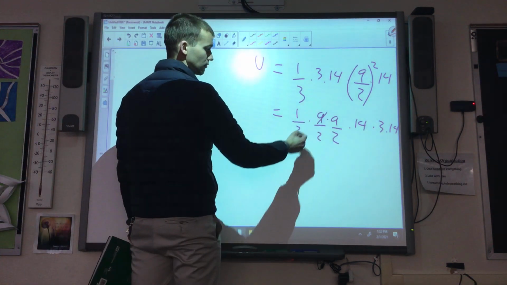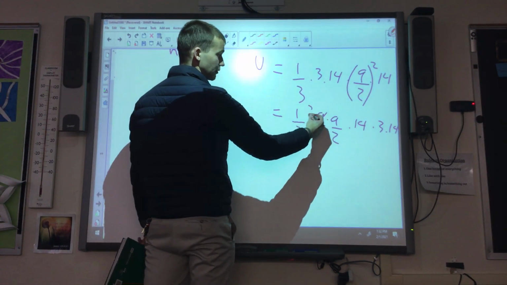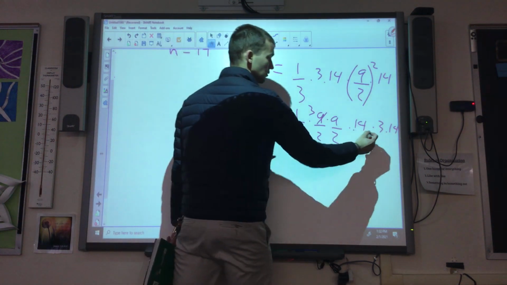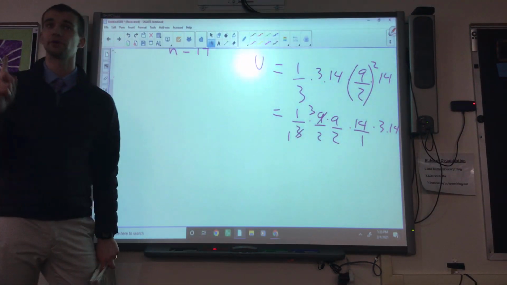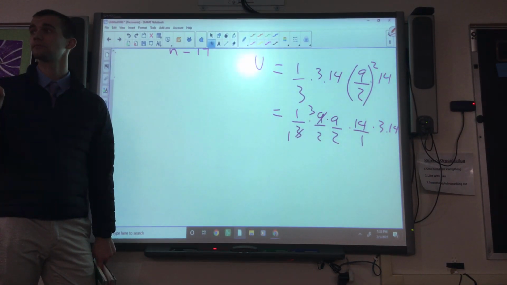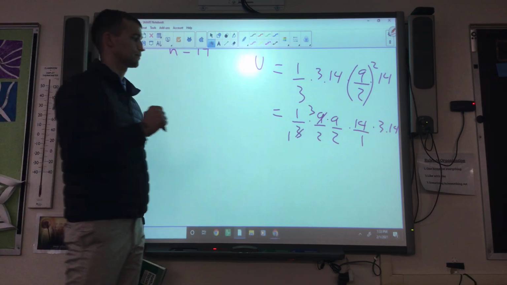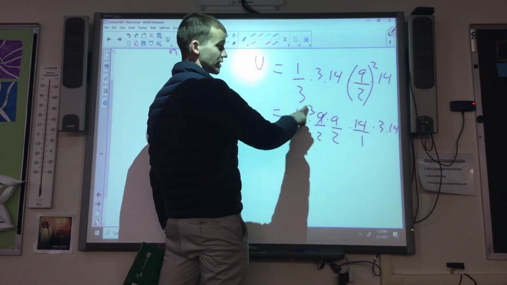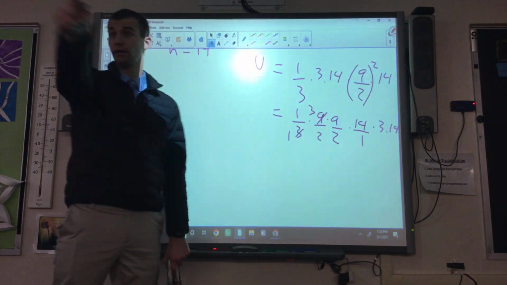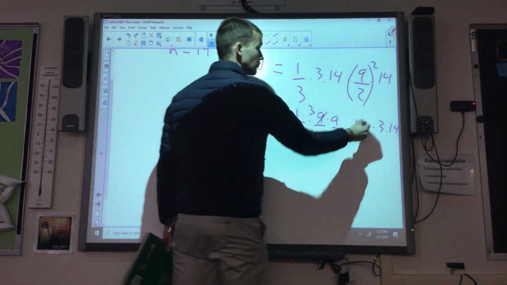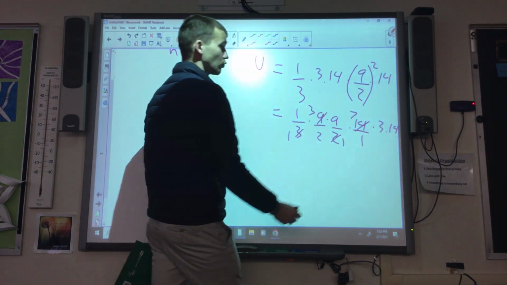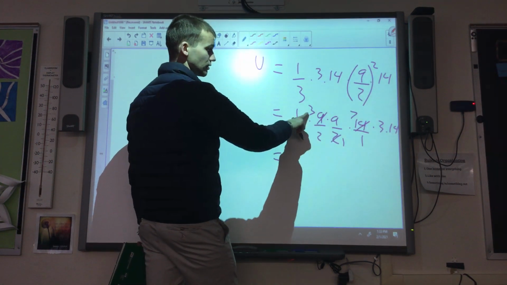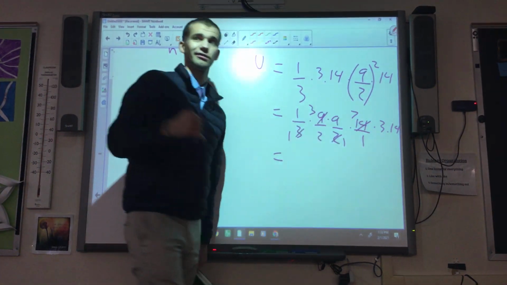9 and 3. This becomes 1, this becomes 3. Anything else? There's one more thing. Yeah, 3 and 9, right? 3 and 9 are both on the top, so you can't do that. You said? The 14 and the 2. This becomes 7. This becomes 1. 3 times 9 times 7.